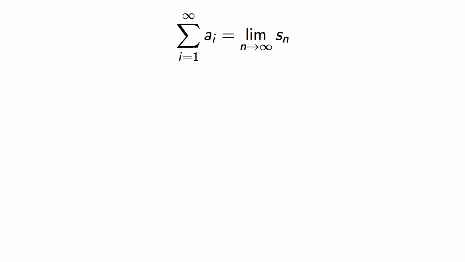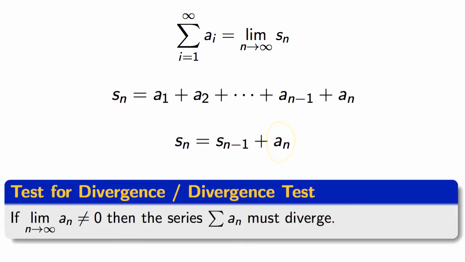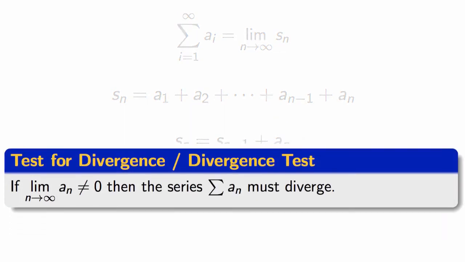It's vital to remember that the convergence or divergence of a series is determined by its partial sums. Noticing that the nth partial sum is the n minus first partial sum plus the nth term of the series gives us our first major result on series. Taking the limit of both sides of this equation, we see that if a sub n does not go to 0, then the series must diverge. This is known as the test for divergence, or the divergence test.